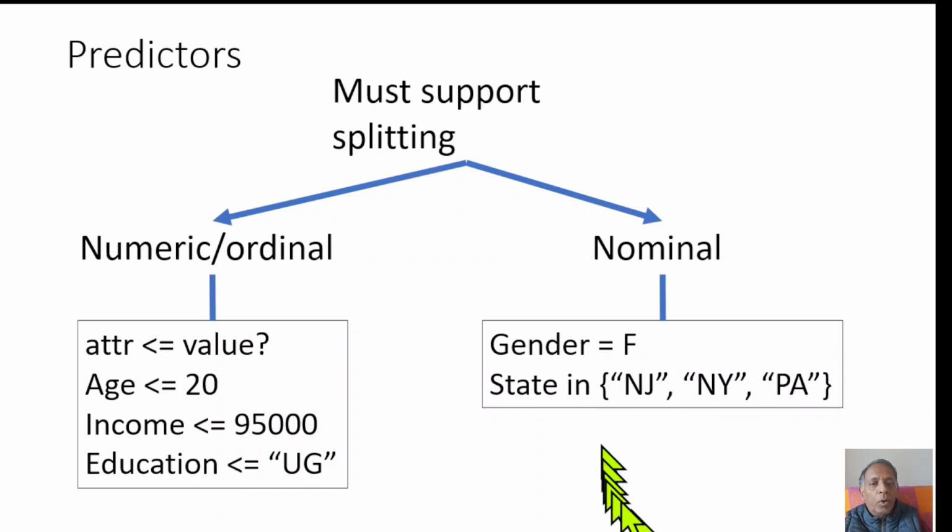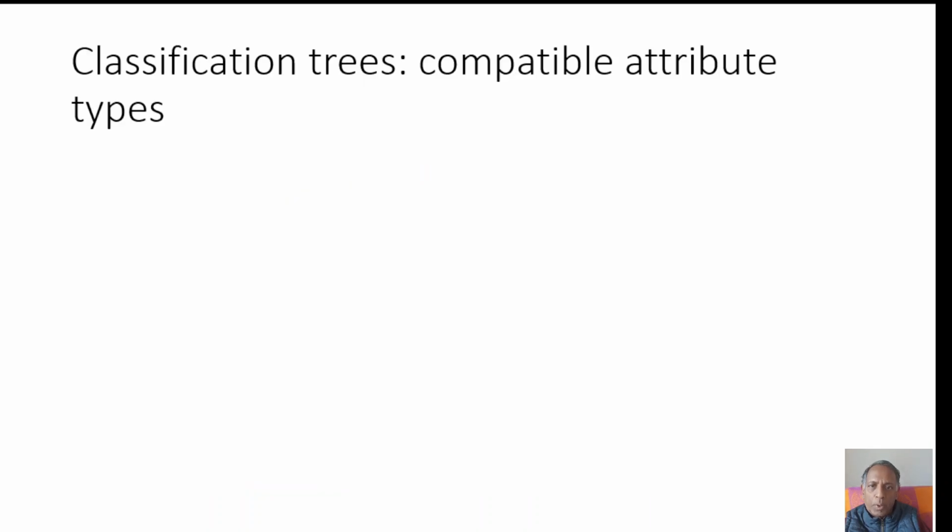So for example, you could split on gender equals F. Okay, meaning all the cases for which gender equals F, they go in one way and all the other cases go the other way. So fine, you can split based on numbers, you can split based on categories. So predictors can be either numerical or nominal or categorical, no problem. Both of them are supported.